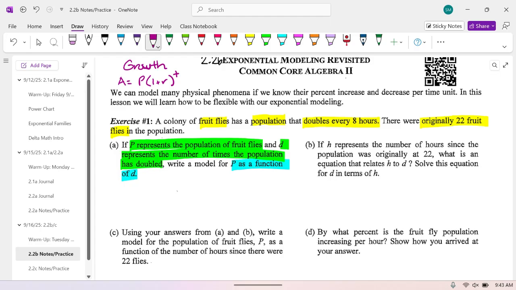So let's go through and label what my variables are going to be. So A, P, R, T. Now they already said that A, or our accumulated value, is going to be represented by a P. That stands for population. Now, P in the growth formula, or the principal, would be what? So principal means what? Your initial value. So what is my initial value for the fruit flies? 22.